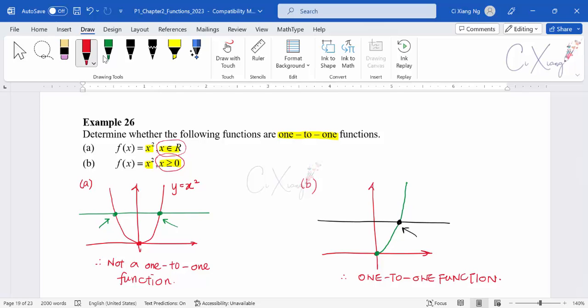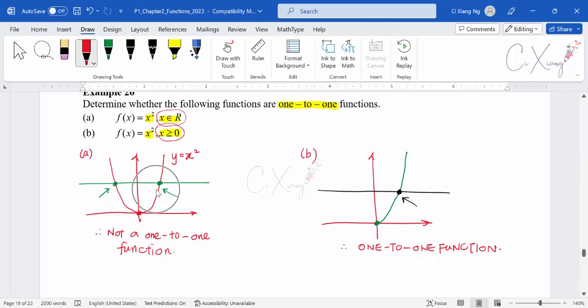So you can see that although we have the same expression, x squared, because of the different domain, the shape of the graphs looks a bit different. For the first one, I consider the whole U shape. The second one, I only consider part of the U shape. When I draw the horizontal line, for the first part you can see very clearly that there are two intersection points between the curve and the horizontal line. For the second graph, there's only one intersection point. So I can conclude that the first one is not a one-to-one function, and the second is a one-to-one function.